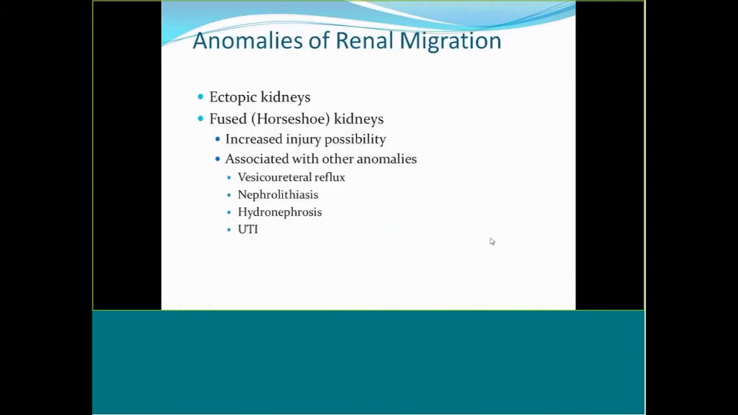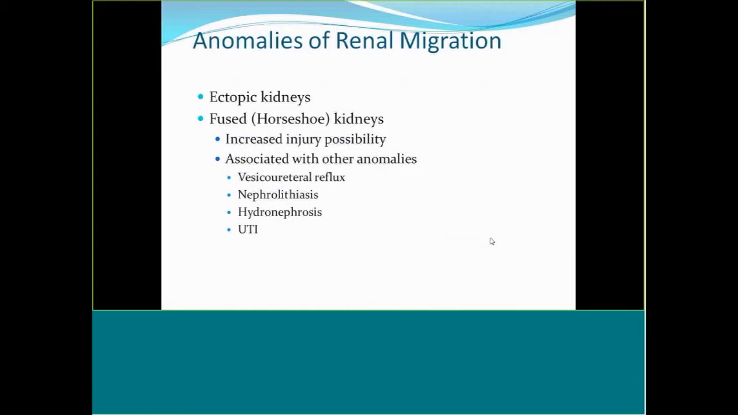Now, talking very briefly about the anomalies of renal migration, you basically end up with ectopic kidneys, meaning they're not where they're supposed to be. Some of them stay down in the pelvis and don't migrate up. You can have them being fused, forming what's called a horseshoe kidney. You worry about that because those tend to be more midline, more in the front. They're not protected by the ribs, so there's an increased risk of injury. These also can have other anomalies because they haven't migrated to where they need to be.